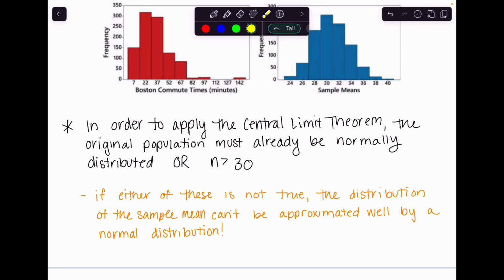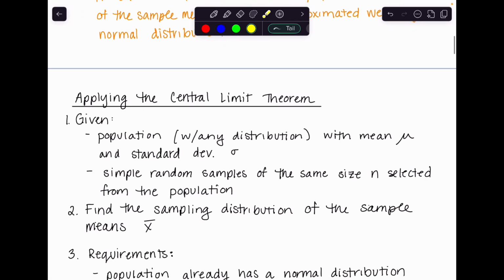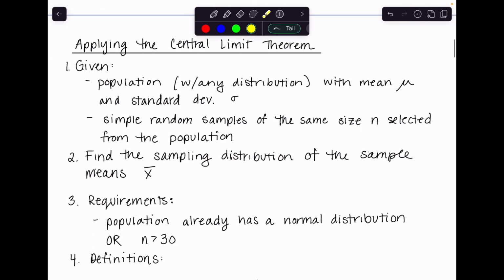So we've already gone through how to create that probability distribution with sample means. That was our prior section. So what we're going to do now is really just talk about how we can apply the central limit theorem. The very first thing is you need to be given your population. It can have any distribution, which again could be normal, but it's going to be given an actual true mean, mu, and then a true standard deviation, sigma.